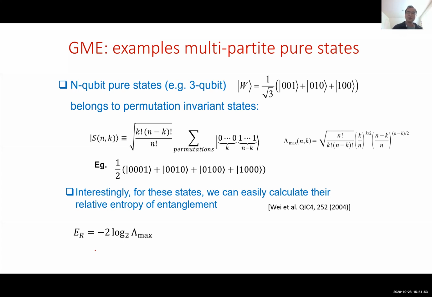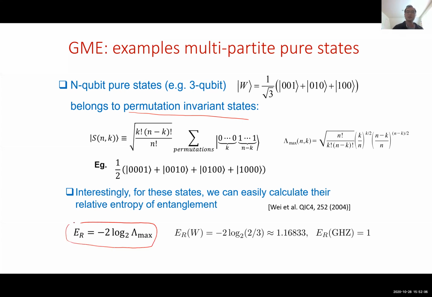Okay, but I want to mention interestingly that for these permutation symmetric states, we have the geometric entropy of entanglement exactly this. So for example, for the W state, it's 1.168 roughly. And for GHZ state is 1. So in this sense, the W state has a larger, higher entanglement.